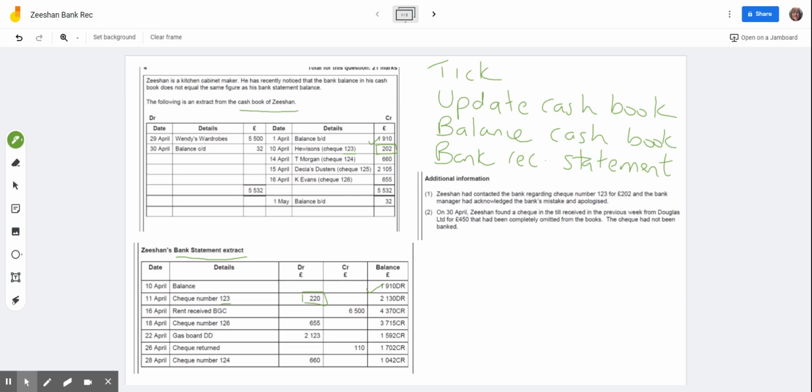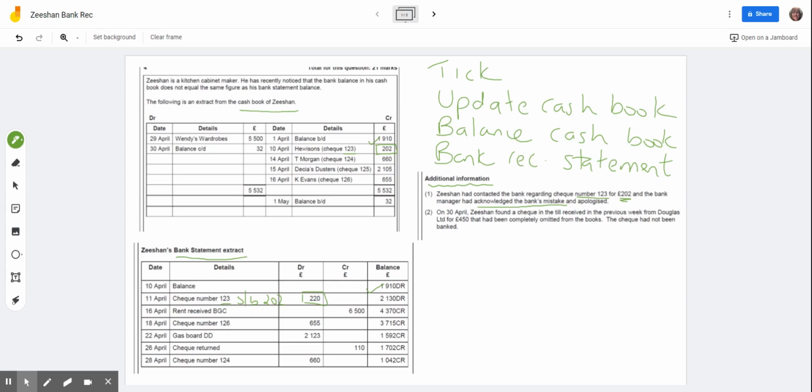Is it the bank's error or is it our error? Is the cash book wrong? Is the bank statement wrong? If we have a look here at the additional information, Zeeshan has contacted the bank regarding check number 123 for £202. The bank manager had acknowledged the bank's mistake and apologised. So that should be £202. So the bank have effectively overcharged us by £18.